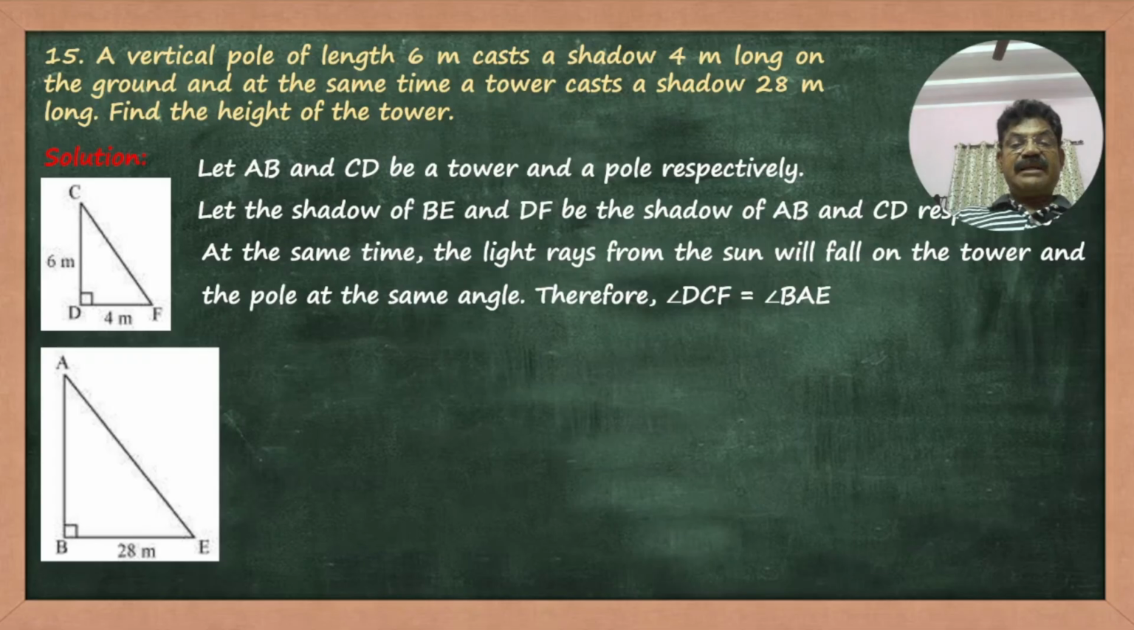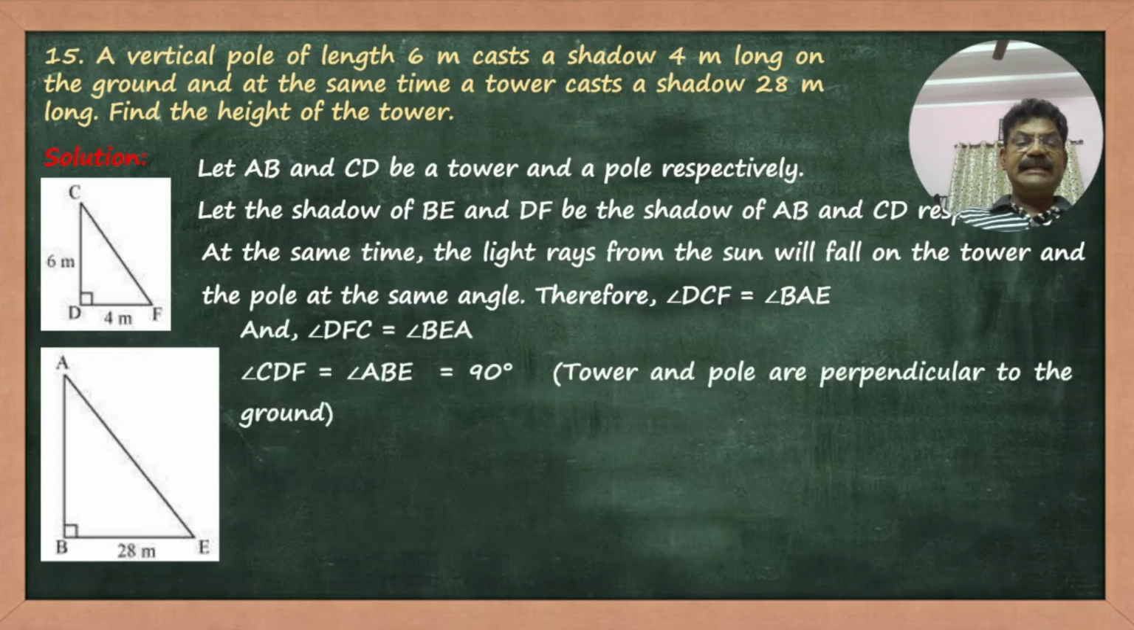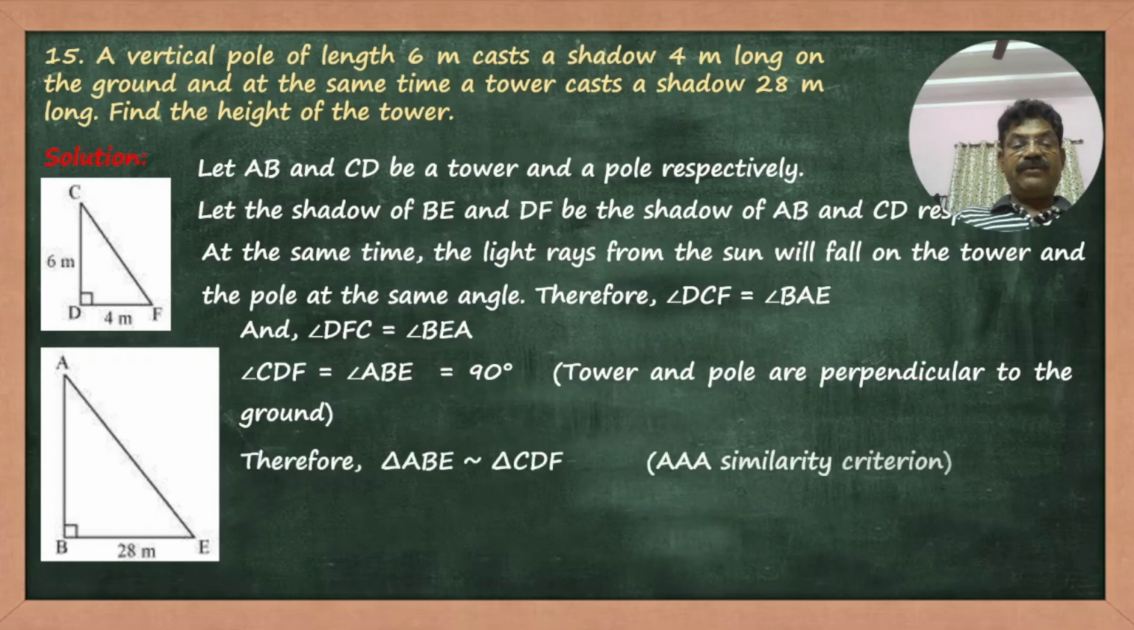At the same time, the light rays from the sun will fall on the tower and the pole at the same angle. Therefore, angle DCF is equal to angle BAE. And angle DFC is equal to angle BEA. Angle CDF is equal to angle ABE is equal to 90 degree. Tower and pole are perpendicular to the ground, therefore the angle is 90 degree. Therefore, triangle ABE is similar to triangle CDF by AA similarity criterion.